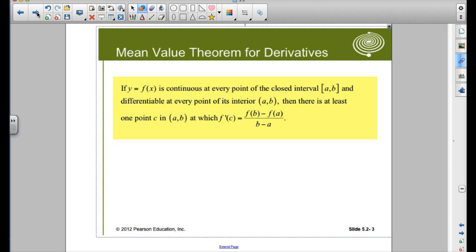This is the mean value theorem. If y is equal to f of x is continuous on every point on a closed interval AB, so let's talk about it. It's continuous.